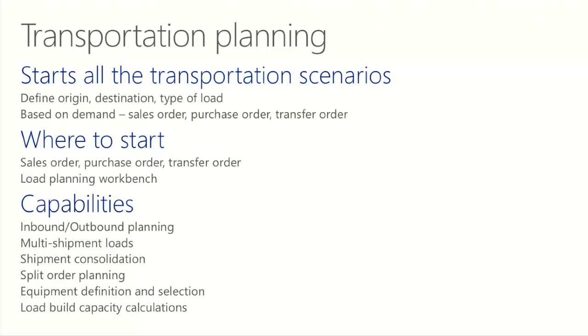So to mention a few keywords, you can do inbound and outbound transportation planning. They are really mirror processes. They are done in completely the same way. The only difference is that one of them comes from a sales order, the other one comes from a purchase order. You can do multi-shipment loads, so you can group several shipments into one load if you need to do a multiple stop itinerary. You can do shipment consolidation.